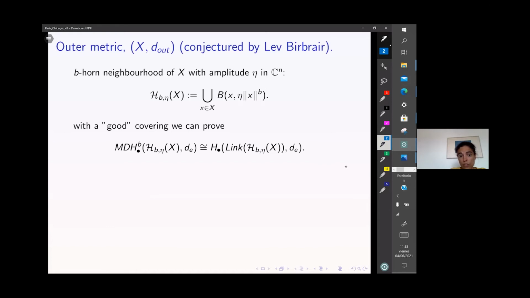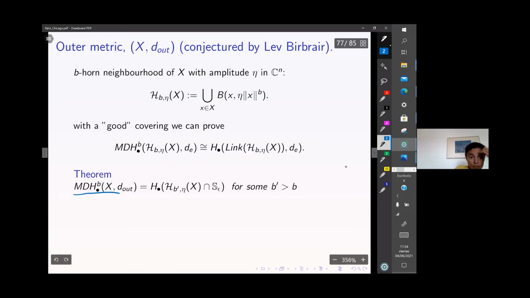Okay. So in order even to compute the moderately discontinuous homology of the B-Horn neighborhood, you have to take care and use all the theory we have developed, the Mayer-Vietoris, etc., with a good covering, and finally you check that the homology for parameter B equals the homology of the link. Then finally, one can prove that the homology of X is the homology of the link of the horn with exponent greater than B.